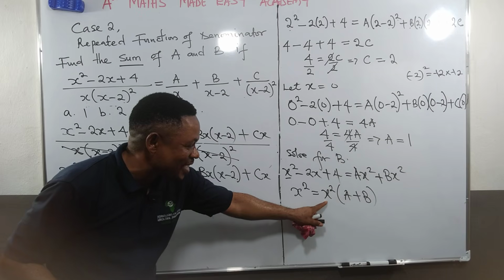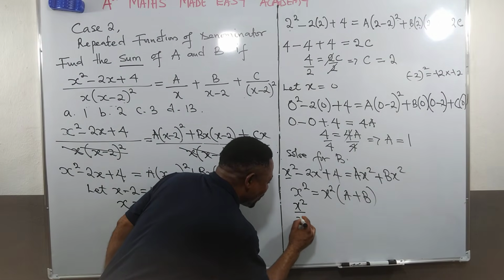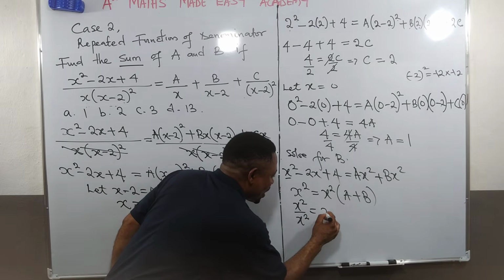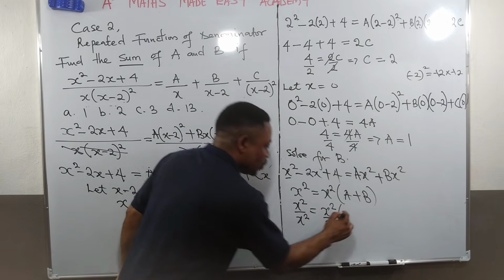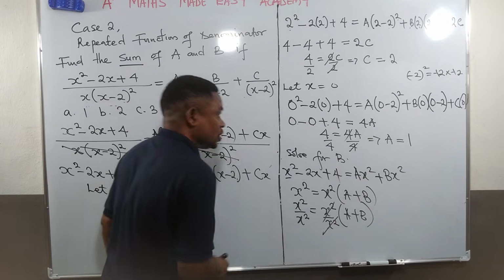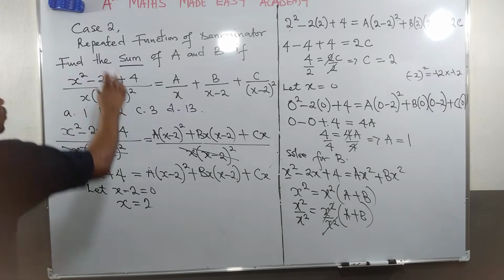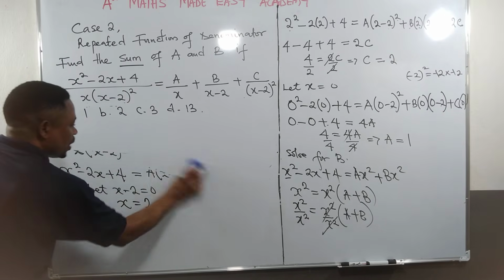So what we do here is to divide everything by x squared. I will now say x squared over x squared equals x squared over x squared, open the bracket, which is A plus B, close the bracket. So this will cancel this. Are you with me now? Can you observe that already our B is visible?